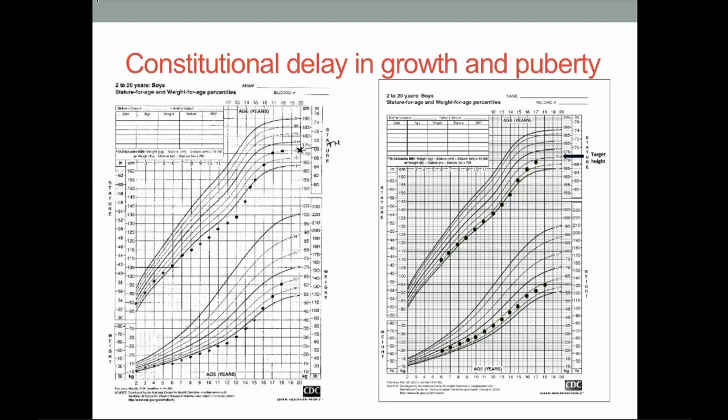Right, so with that, I told you I'll tell you about the target height and the mid-parental height. I'm sorry, I thought that you would have learned about it. So let me explain briefly. Let's look at a child with constitutional delay in growth and puberty. Now, this is a person who is late to mature. He starts off life, look at his height, he starts off life with a normal height. And this is his parents' genetic target.